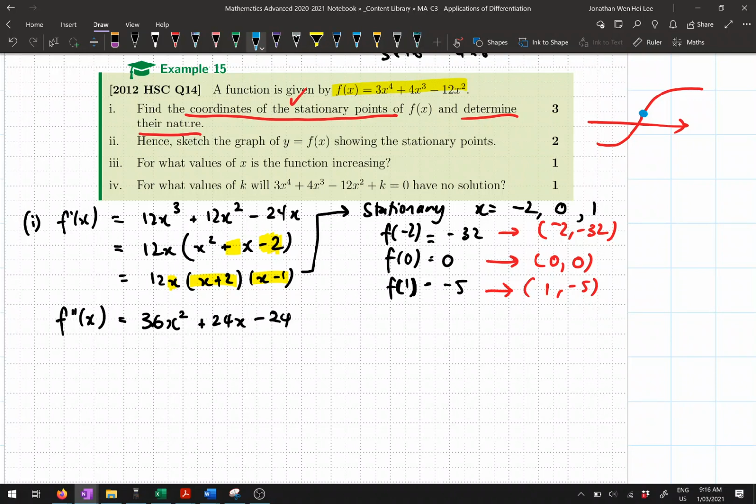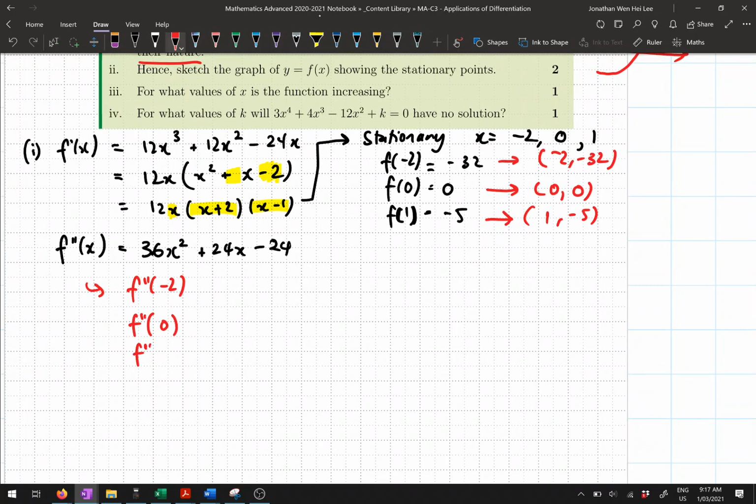Okay, now with the second derivative, what we can do is sub in all the x values of my stationary points, and I will show you how this actually helps us determine the nature. So let's start with 0, because that's the easiest one. When I sub in 0, what do I end up getting? Negative 24. Is that positive or negative? Negative, which means it is concave what? Concave down. Excellent.